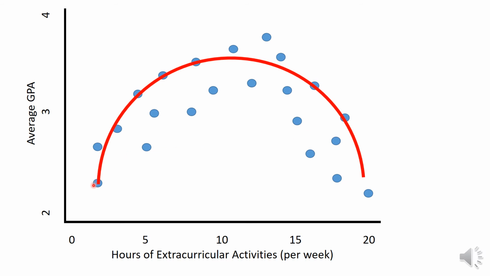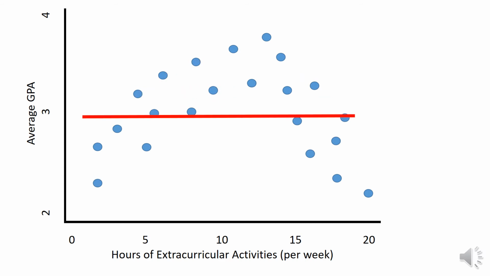Let me say that again. We can fit it with a curved line. So because we can't fit it with a straight line, this relationship isn't linear. In fact, if we tried to fit this with a straight line, let's see what that straight line would look like. That straight line would be flat. So we can see that there clearly is a relationship between hours of extracurricular activity and your average GPA here, but that relationship isn't linear.